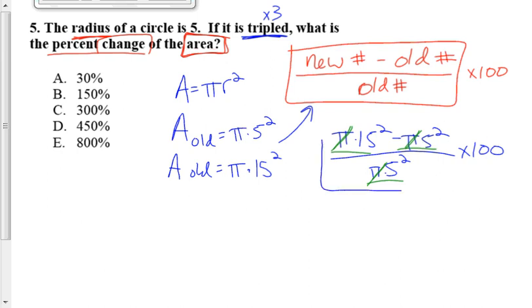So when you do this part of the problem, with or without the pi's, you end up with 8. And so 8 is not the percent. 8 would be the number. And to turn that number into a percent, we multiply by 100. And that would give us an 800% increase. So by tripling the radius of a circle, you have an area that is now 8 times bigger, or 800%. So E would be the answer.